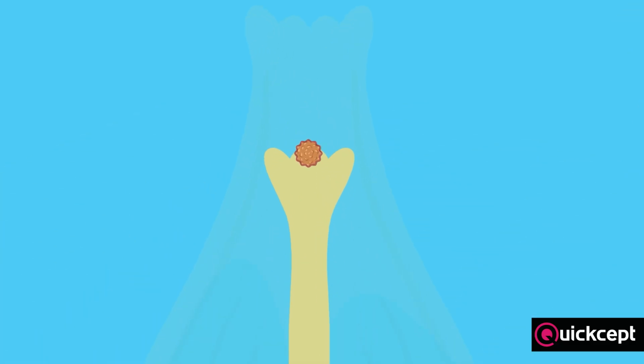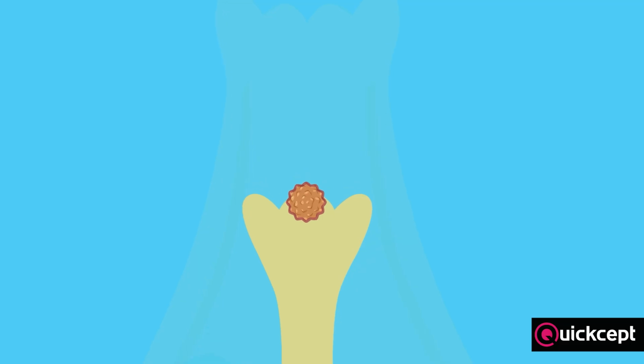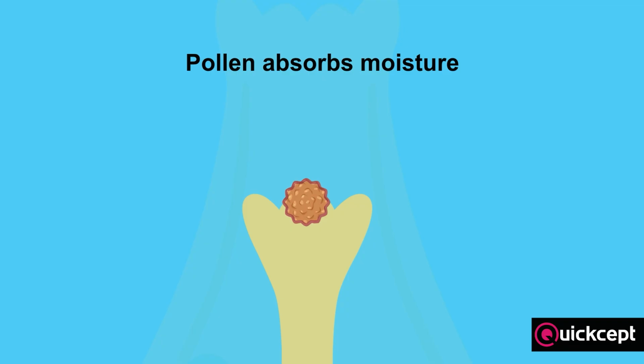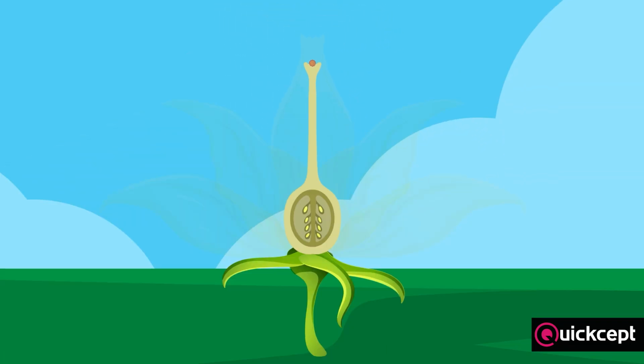Once the pollen lands on the stigma, something magical happens. The pollen absorbs moisture from the stigma and begins to swell. A tiny tube starts growing out of the pollen grain, like a root sprouting from a seed. This is the pollen tube. Watch the pollen tube pushing its way down through the style, like a tunnel being dug through soft jelly.